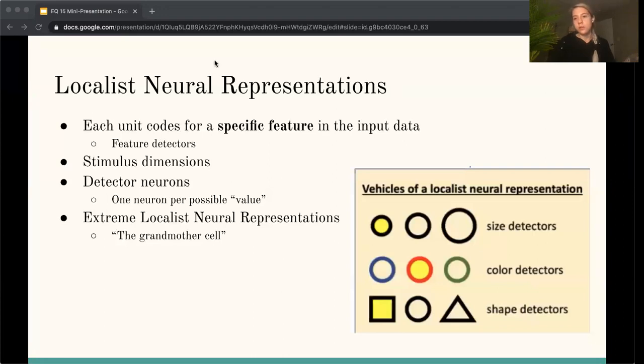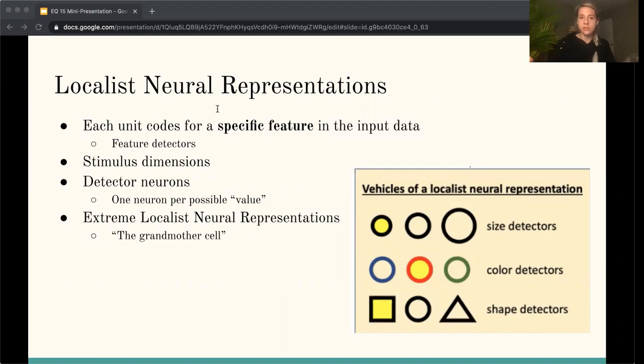The first feature I want to talk about is the localist neural representation. These are units that are activated when the input has the feature encoded that the unit encodes. And so the individual units work as feature detectors. On the right, we have an image that visually represents what I mean by units.